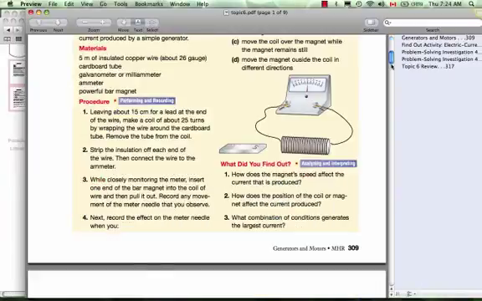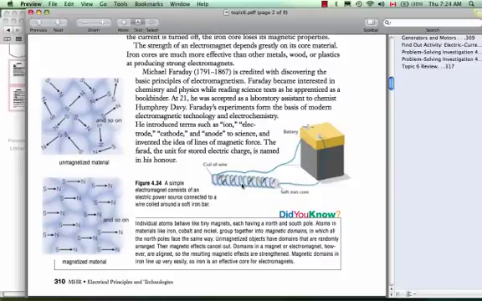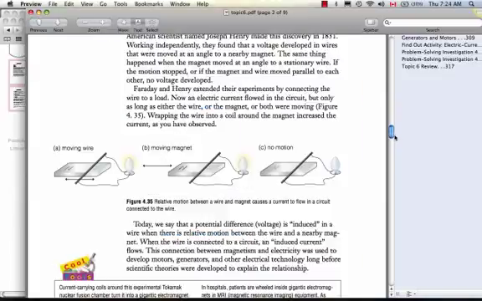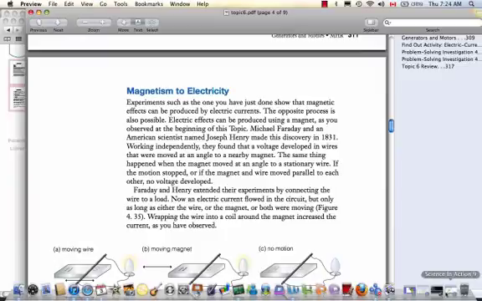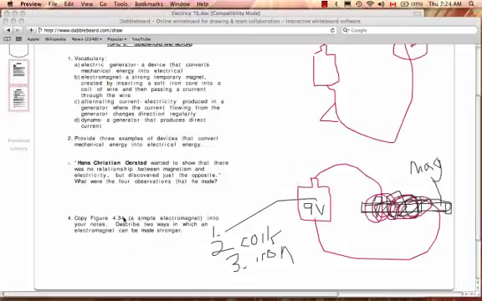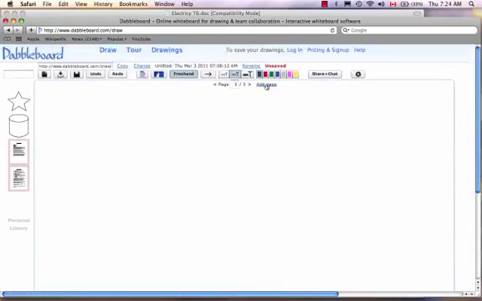And so let's just show you in the book. Here it is again. Here's our electromagnet. And Faraday basically discovered this. Next. Number 5. We have to go to the next page.